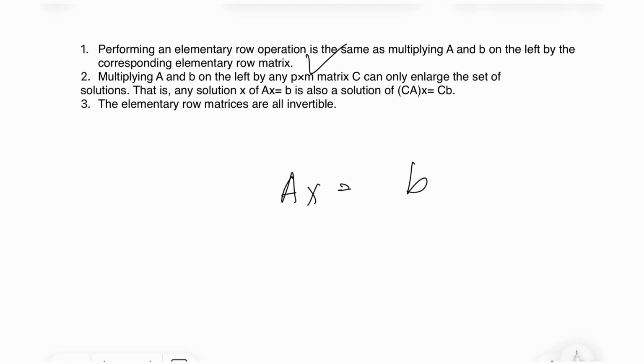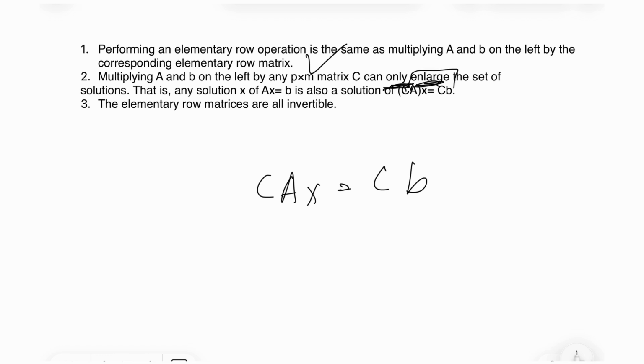Multiplying A and B on the left by any matrix C can only enlarge the set of solutions. That is, any solution x of Ax = b is also a solution of CAx = Cb. Of course, we're just performing an elementary operation, so the set of solutions will not change. Notice how it says only enlarge. In fact, it usually doesn't even enlarge it. It just keeps it the same.